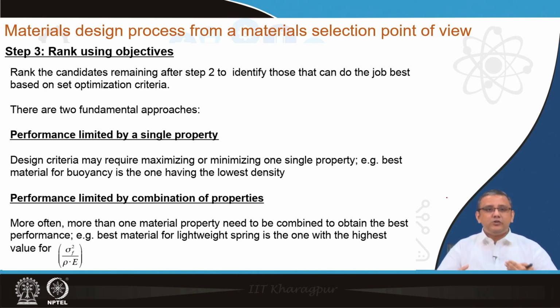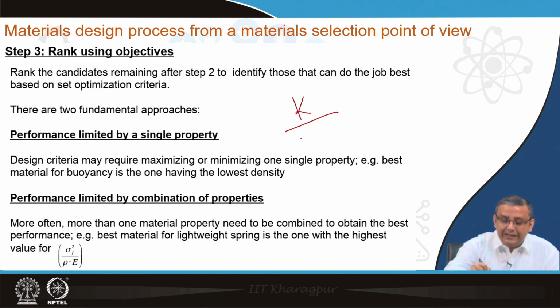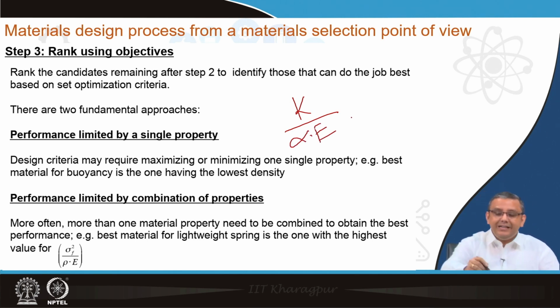Most often you will have performance limited by a combination of properties. What are the combinations of properties? For thermal shock application, for example, you need a material with a high thermal conductivity, a low expansion coefficient and also a low Young's modulus, because this way you generate less thermal stress in your material. If conductivity is K, your alpha is your CTE and your Young's modulus is E, then if you maximize the parameter K over alpha E, that will provide you with a good thermal shock resistance.